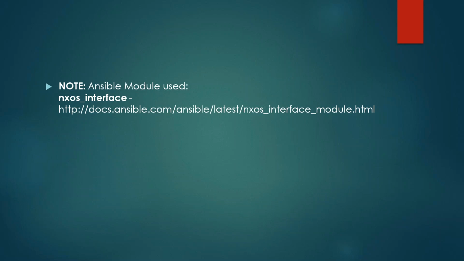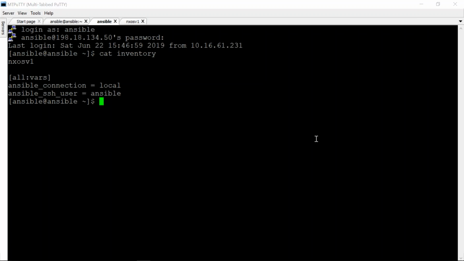This is the reference link. Here you can go to this particular link and learn more about these conditions. Let me show you this in the lab. We are inside Ansible. For this, first of all, I will create the external variable.